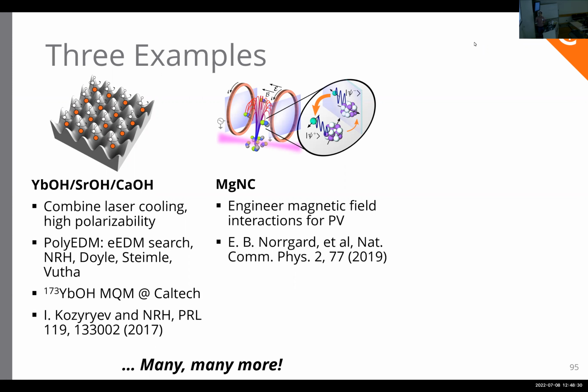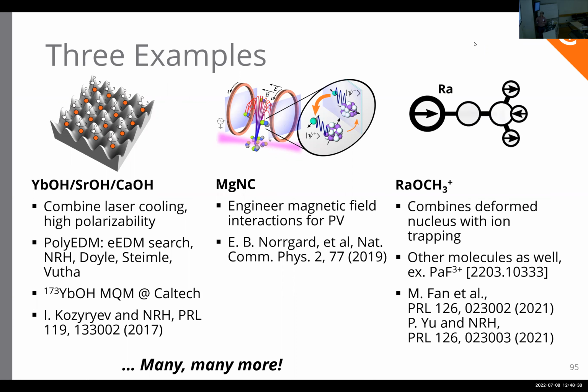For a parity violation experiment, it turns out tuning the magnetic field interactions is really useful. So there's an experiment underway with MgNC. And then there's a family of experiments using polyatomic molecular ions with radioactive nuclei like radium, which is a way to combine the molecular EDM ion trap approach with exotic species like radium that have these very large octupole deformations. There are others as well, including with other metals like protactinium.